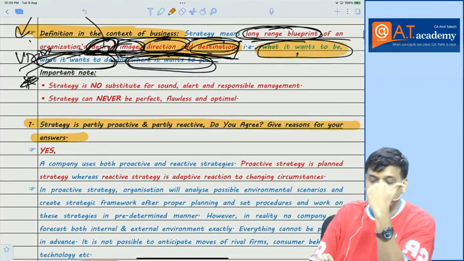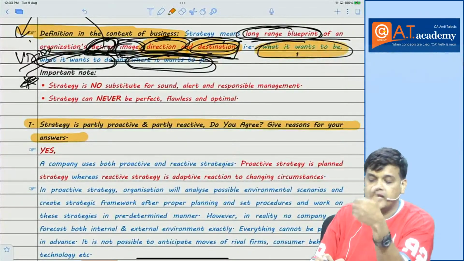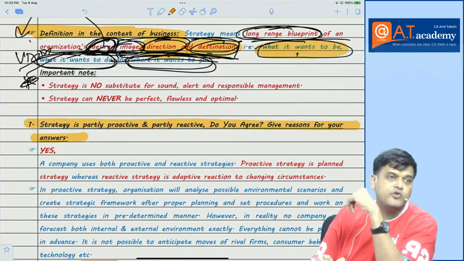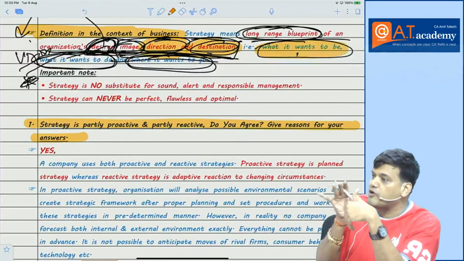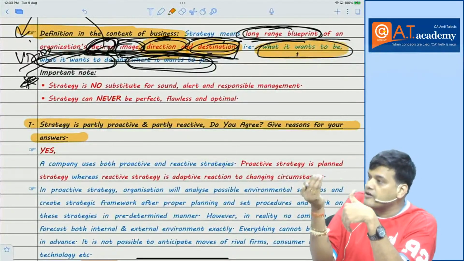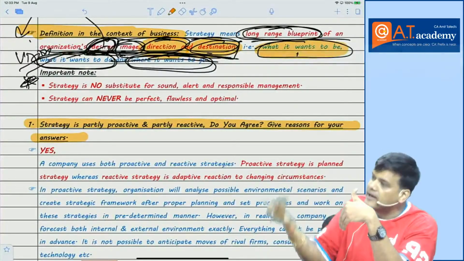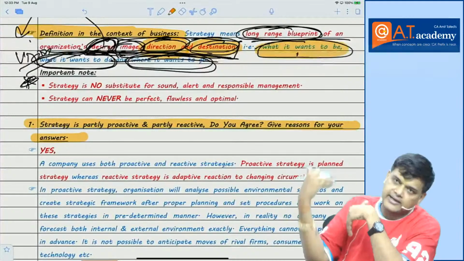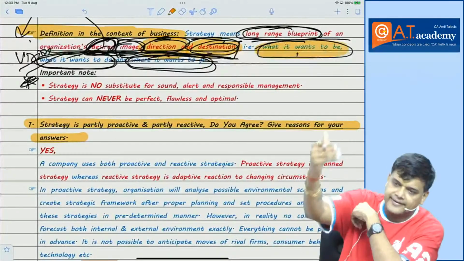Read the question. Strategy is partly proactive and partly reactive. Do you agree? Give reasons for your answer. So here what you will explain? You will explain the first paragraph on proactive, the second paragraph on reactive, and you will say it should be a blend of proactive and reactive. We have discussed this. Okay, read it.